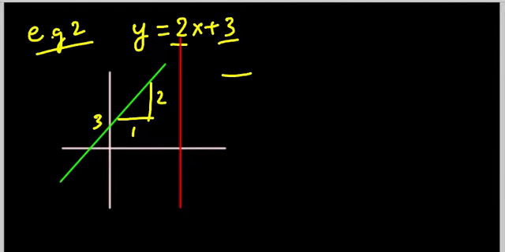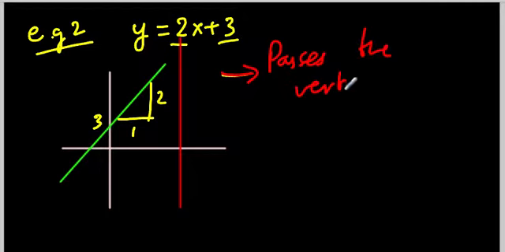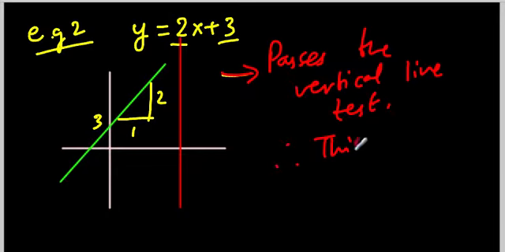So let me use red. So it passes the vertical line test, and therefore, this is a function. Meaning this equation right here is a function.